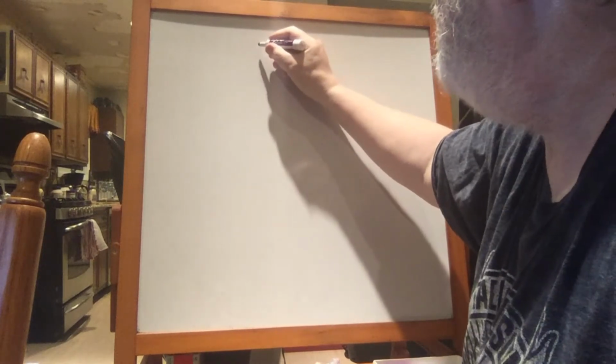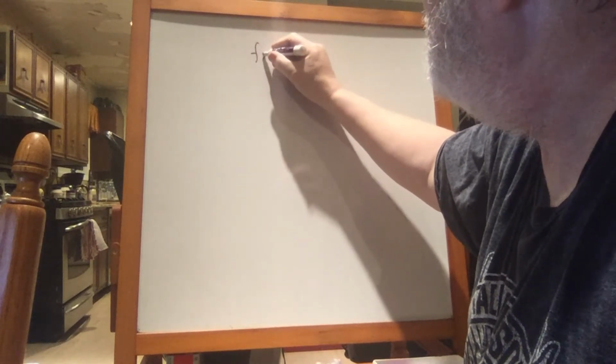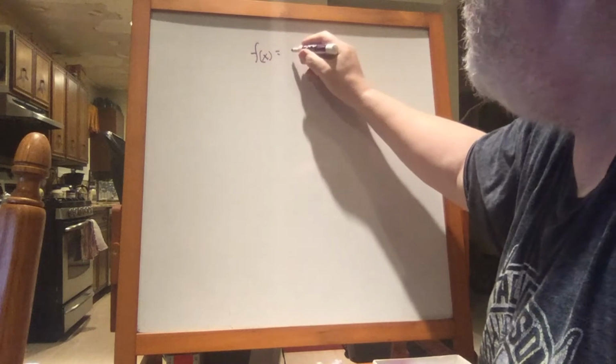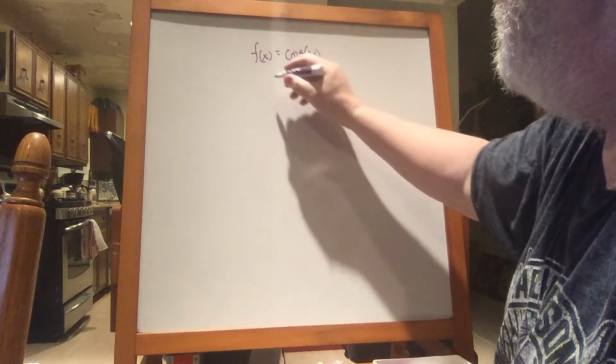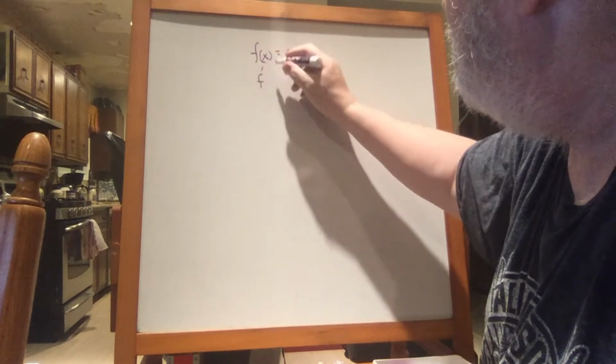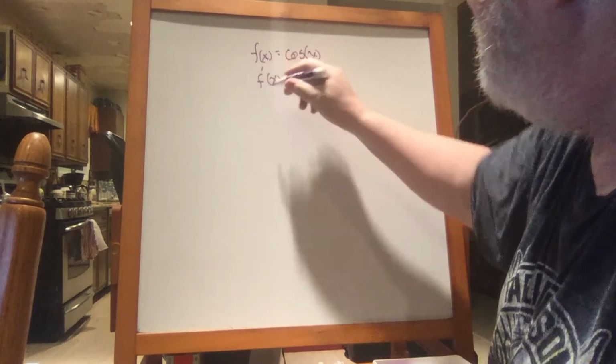So when f of x equals cosine of x. Our mouse walked off with some peanut butter. I don't know where it is.